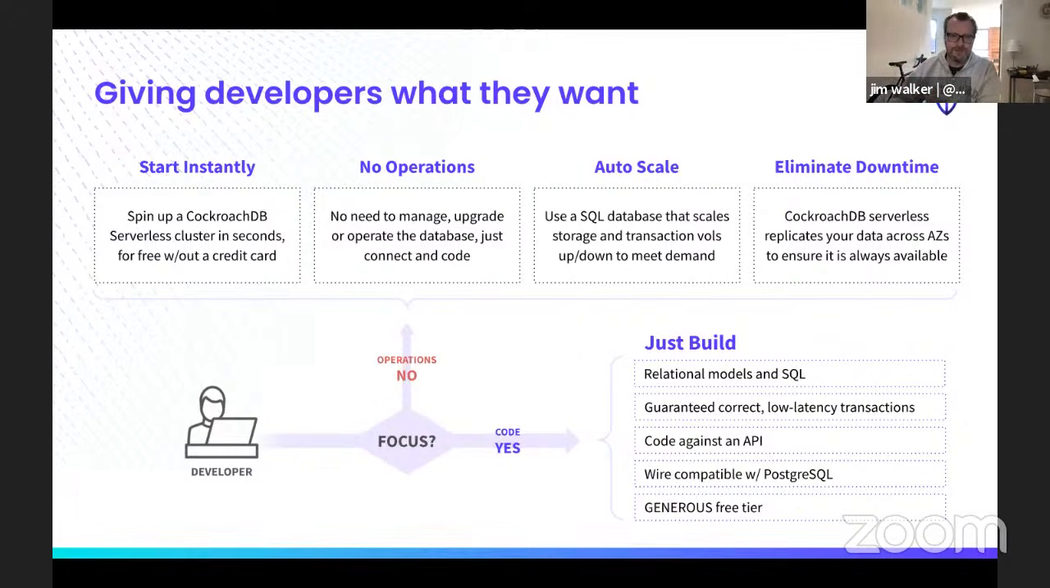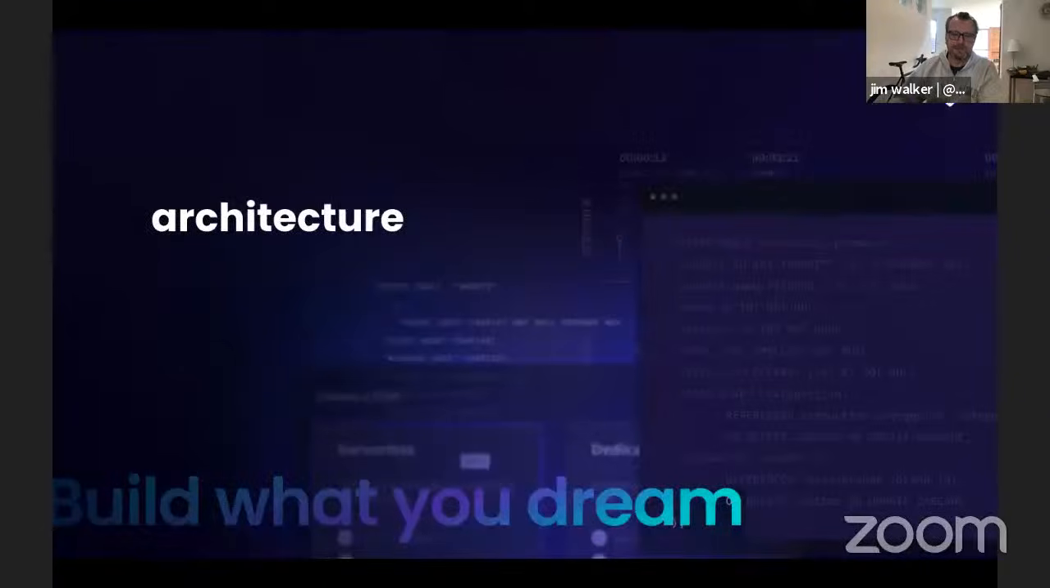Again, we built this for developers because developers don't want to deal with operations. They want to start instantly. They don't want to deal with ops. They want to automate scale, and they want to eliminate downtime. We want developers to just go out and build and make it as simple as possible to focus on code and not the back-end operations. So let's get into the architecture. I jumped the gun. I was one slide early, but this is, I think, the second time I've ever presented this. So stick with me, y'all.